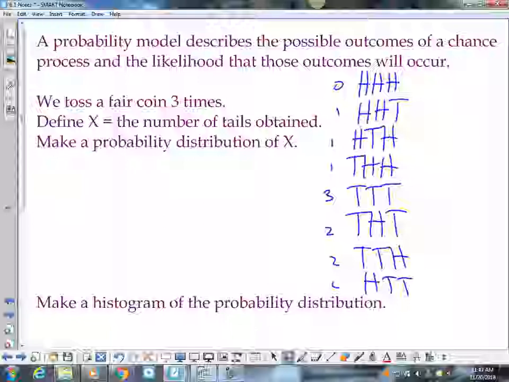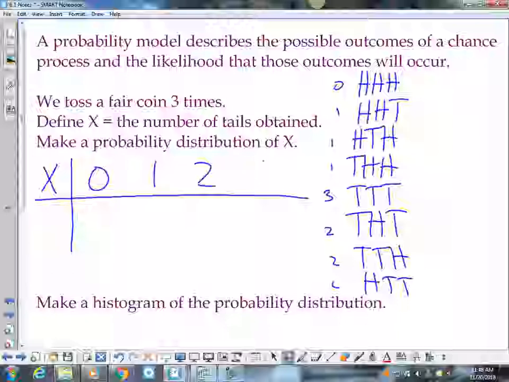But we have defined x. X is our variable, and that's what we're talking about today. X is defined as not just all the outcomes, but the number of tails obtained. So what are my possible values of x? You got it. I could have 0 tails, 1 tail, 2 tails, or 3 tails. Tails obtained. Do you have to have the sample space? No. But you're going to want it.